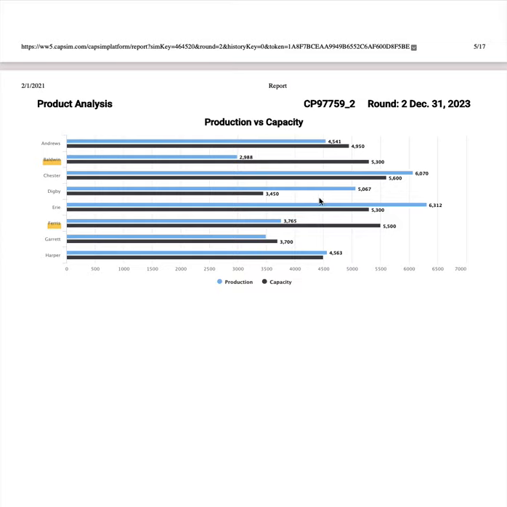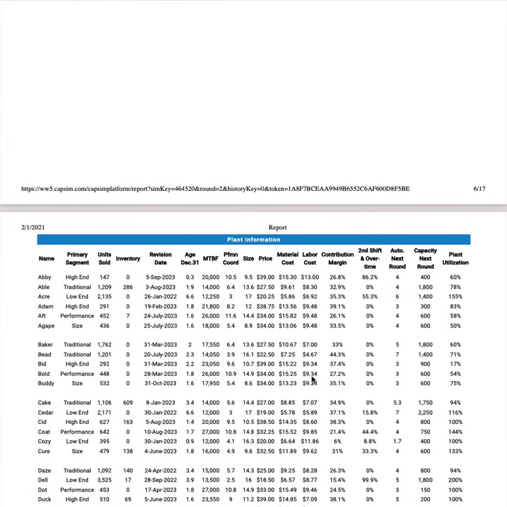At the same time, you can also see some other teams having more production than the capacity. That means this team is adding the second shift for the production. Then that's usually much higher than the capacity you purchased here.